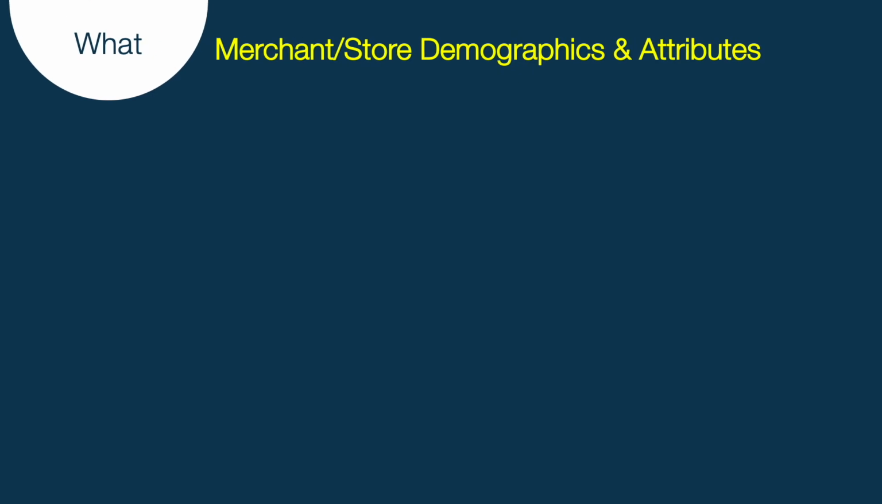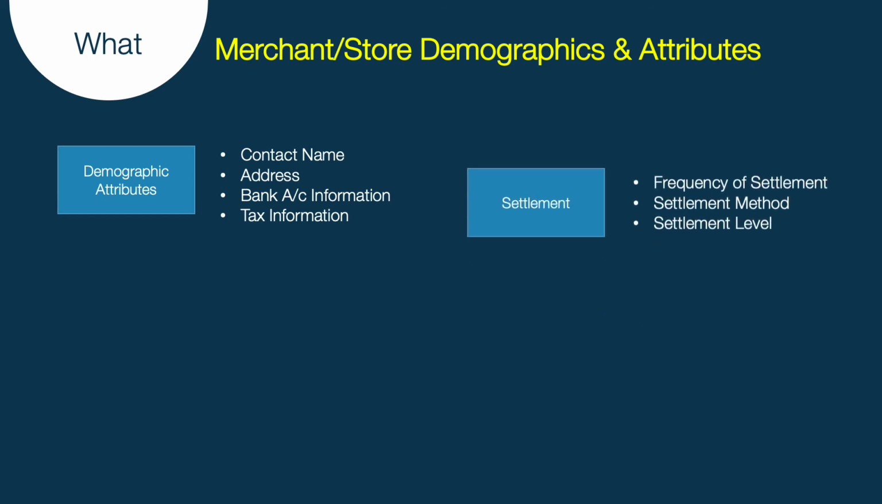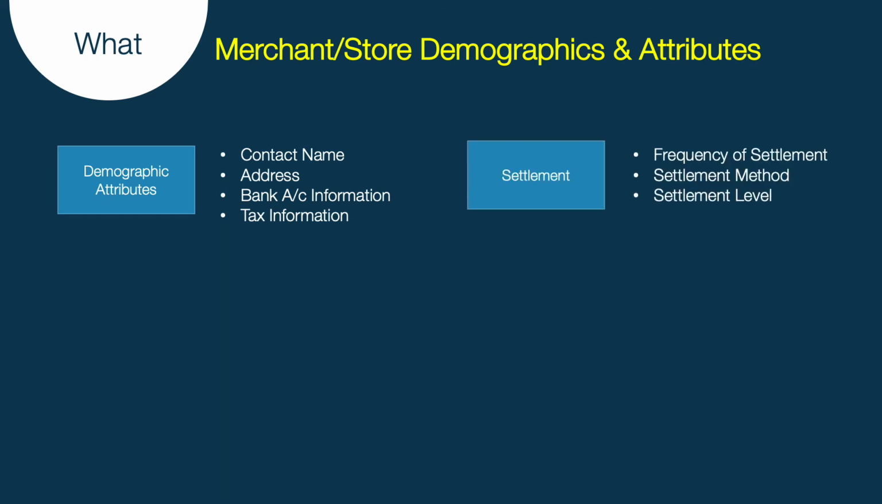Now let's look at typical merchant and store demographics and attributes that are stored. Demographic attributes means name, address, bank account information, and the tax information of the merchant. Settlement information means the frequency of settlement. Frequency of settlement here means daily, weekly, fortnightly, monthly, etc. And the settlement method. Settlement method means should the money be transferred via direct debit or via settlement, etc.